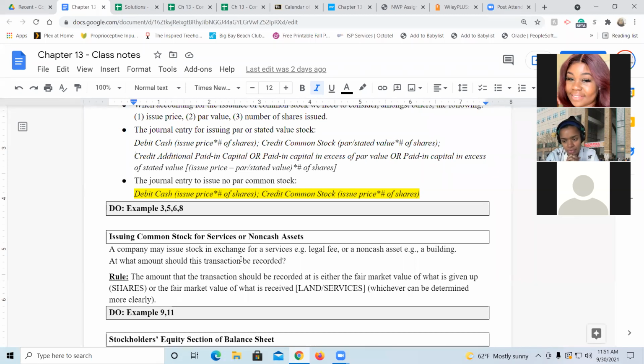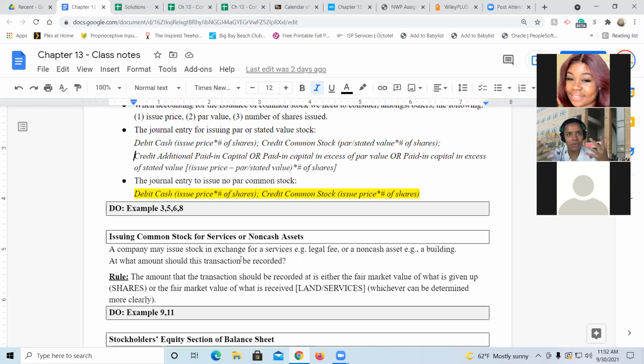There are also other things that could happen as it relates to services. Sometimes when a company is just starting out, they're doing their organization, setting up, and they may use lawyers and accountants. It's possible that they could pay the lawyers or the accountants, instead of paying them in cash, by giving them stock in the company. That legal fee or that accounting fee is going to be an expense. Expenses go up on the debit side. So we would debit some type of expense or fee instead of debiting cash, but the credit would still go to common stock and to any paid in capital in excess of par value or stated value. All right.